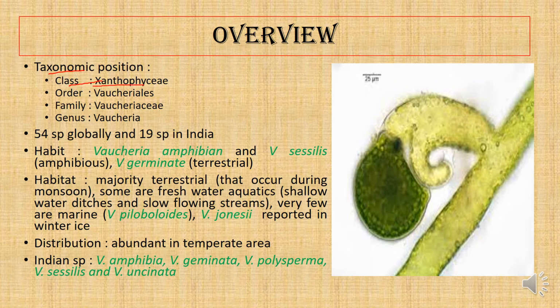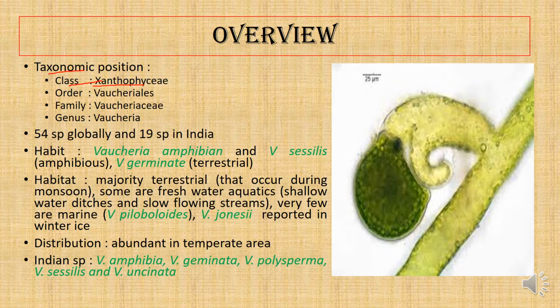The first reason is that class Chlorophyceae contains algae with chlorophyll A and chlorophyll B pigments, but in Vaucheria we find chlorophyll A and chlorophyll E and some carotenoids. Chlorophyll B is absent, so that is why it is not placed in Chlorophyceae, rather it is placed in Xanthophyceae along with other xanthophytes which usually contain chlorophyll A and chlorophyll E.